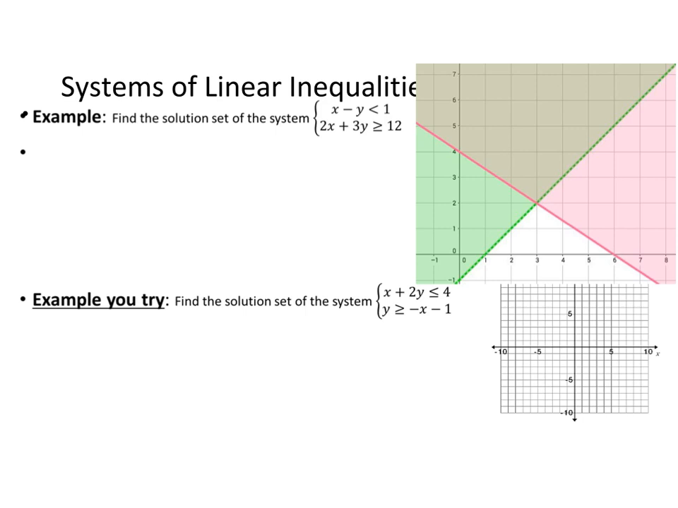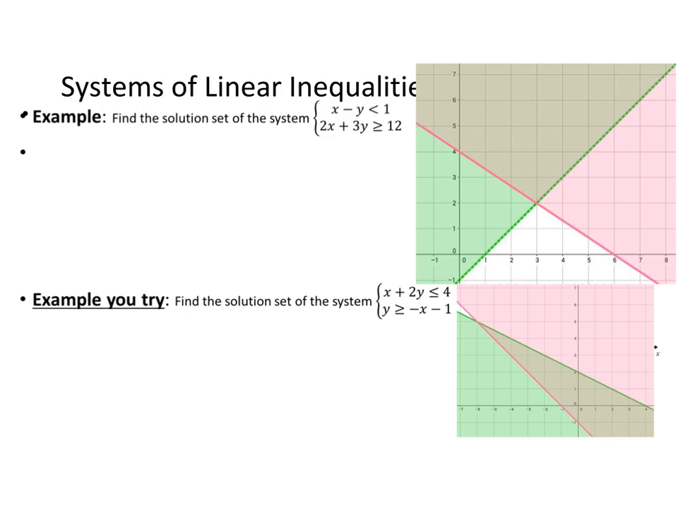Notice it is graphed. We have our dashed line for x minus y is less than 1. We have the solid pink line for 2x plus 3y is greater than or equal to 12. And notice the combined shaded region is our solution set. Now take a minute or two and try the example you try. Here is your result for the example you try.